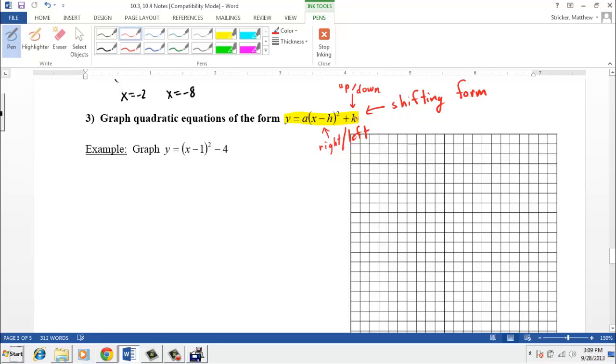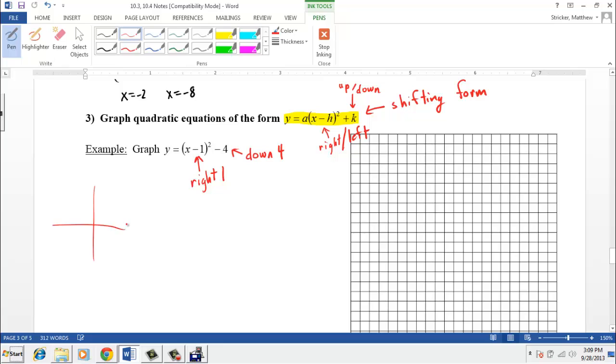This is where we said whatever happens inside the parentheses, that's the right-left shift, and we think the opposite. And whatever happens with the k outside, we do exactly what it says. So right here, if you'll remember, we did this before. This is like a shift right by 1. We do the opposite. And then here, this is a shift, in fact, down 4.